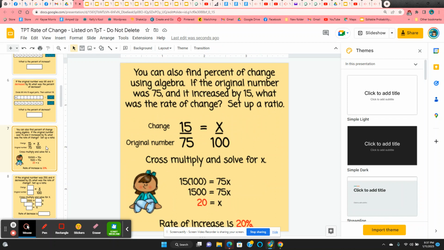Now, another way to find percent of change is to set up a ratio. So if we have the change over the original number, so the original number is 75, it's increased by 15. So the change is 15, the original number is 75. We're going to set that equal to x to 100. So 15 to 75 equals x to 100. Very similar to what we did with the bar models, but this time in ratio form. So if you cross multiply, or means and extremes, solve for x, you get 20. So the rate of increase is 20%.